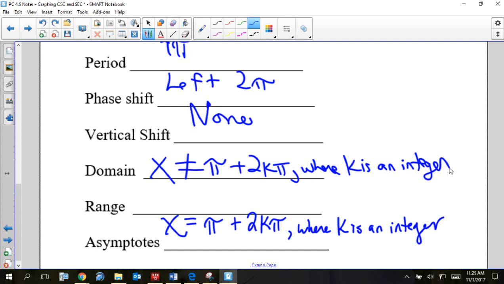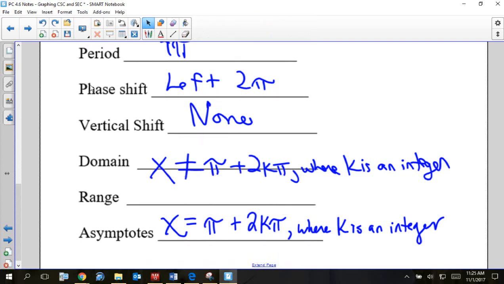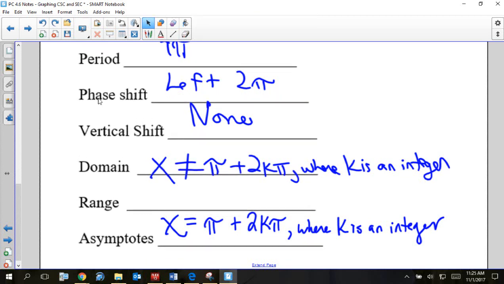So you're just basically saying the domain and the asymptotes are the same. It's just that the domain doesn't equal the asymptotes, that's what they equal. So you cannot write the domain in, what's that form? Interval notation. But we are going to write our range in interval notation.